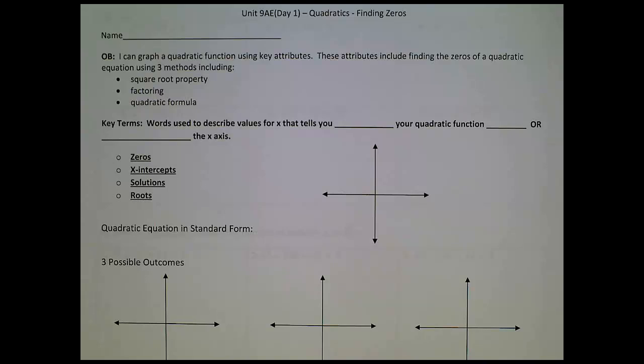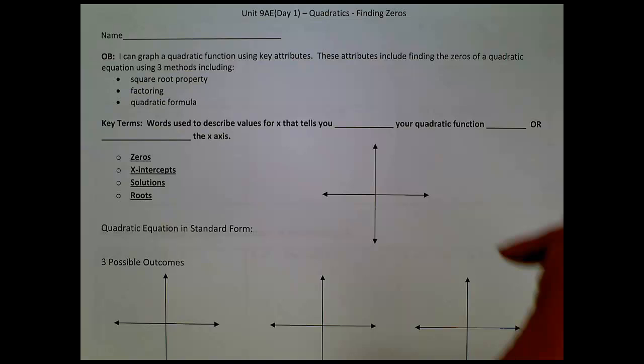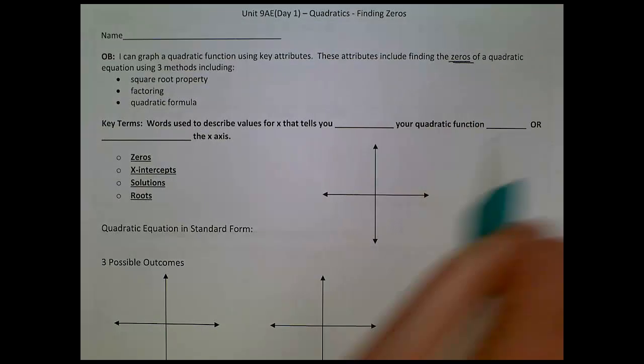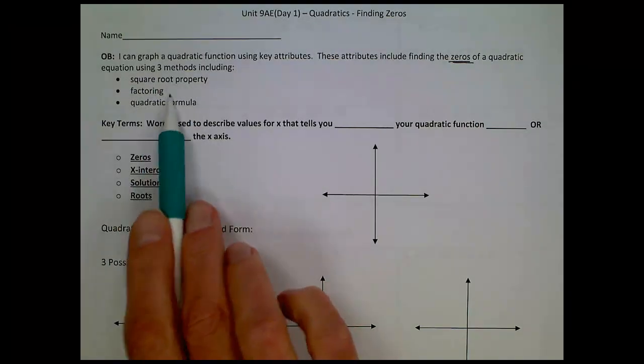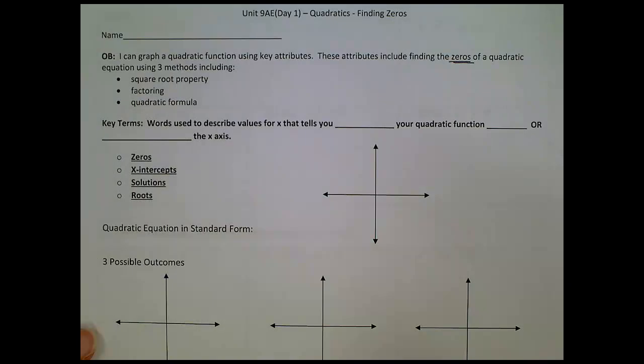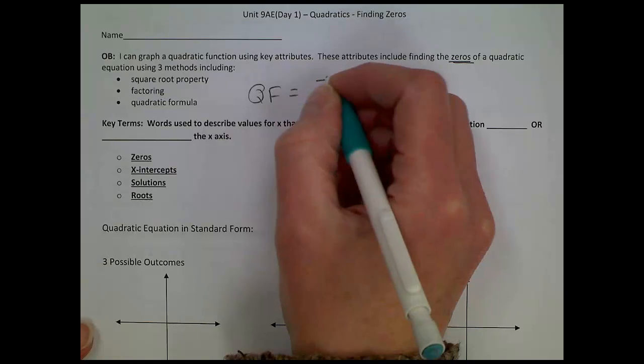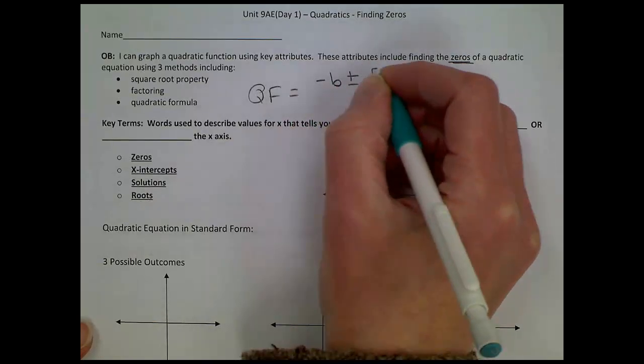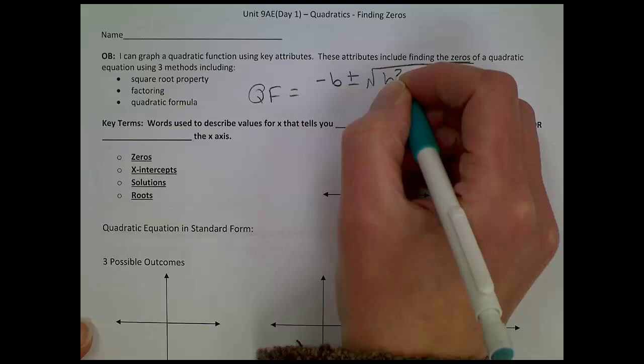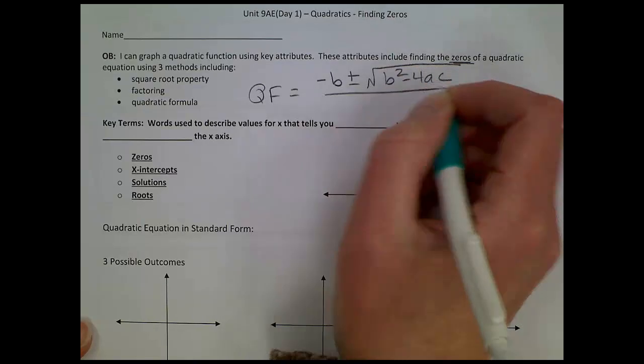Algebra students, tonight's lesson is on finding the zeros of your quadratic equation. Our objective is, I can graph a quadratic equation using key attributes. These attributes include finding the zeros of a quadratic equation using three methods, including the square root property, factoring, and the quadratic formula. As a quick review, the quadratic formula equals negative b plus or minus the square root of b squared minus 4ac, all over 2a.